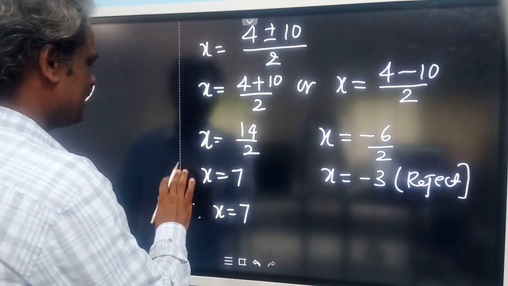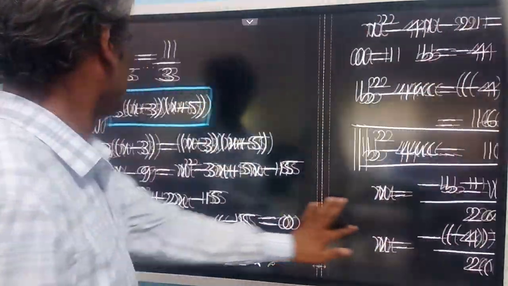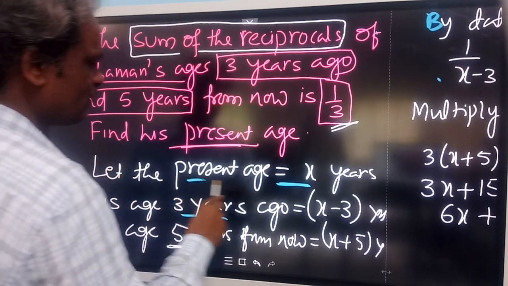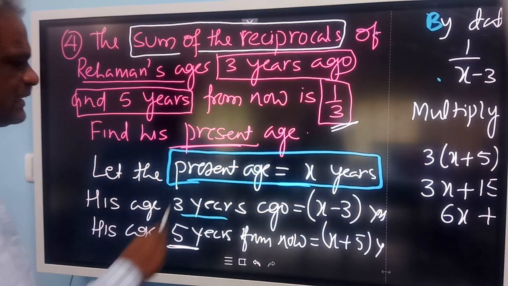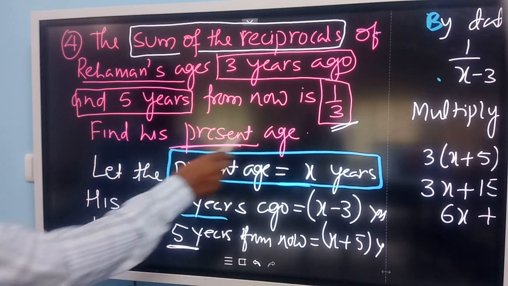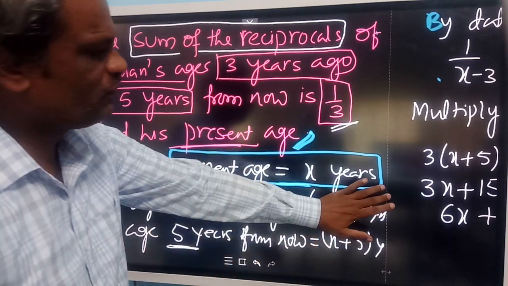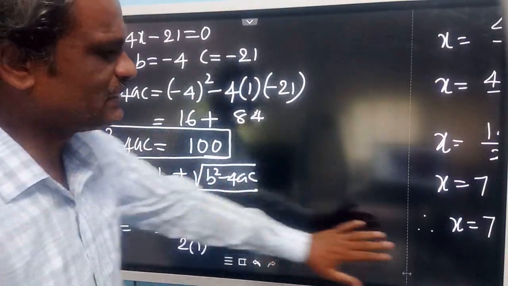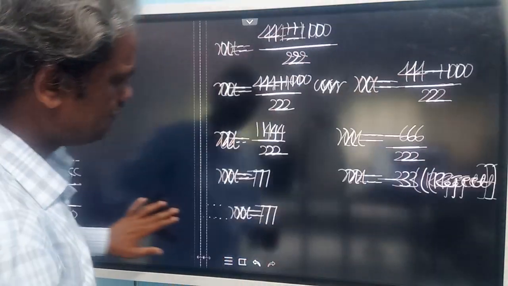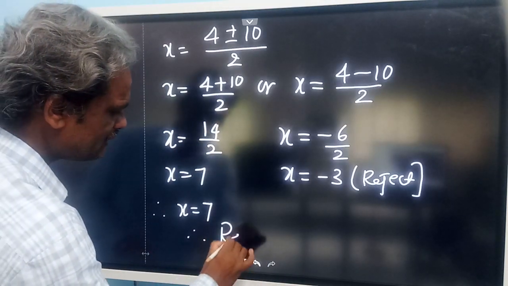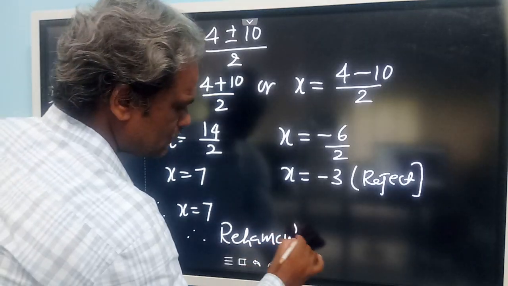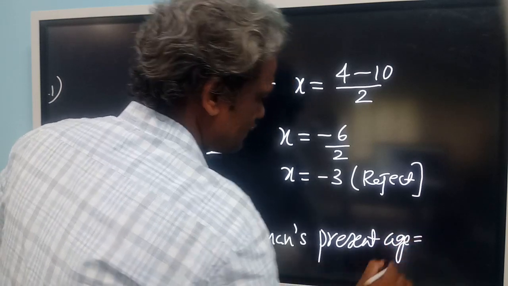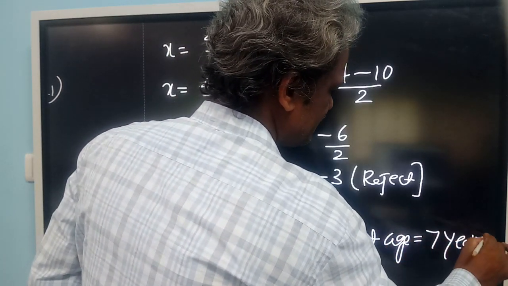What is this x? We have taken the present age of Rahman as x years. And the question was to find the present age only. So therefore, you can write Rahman's present age is equal to 7 years. So therefore we can conclude Rahman's present age is equal to 7 years. So this is the solution.